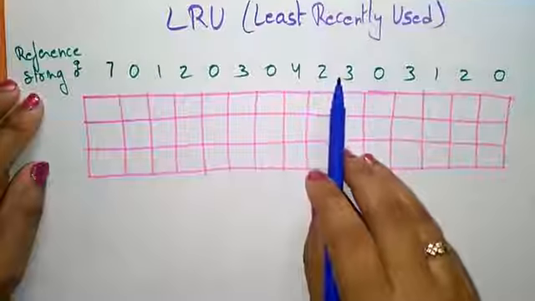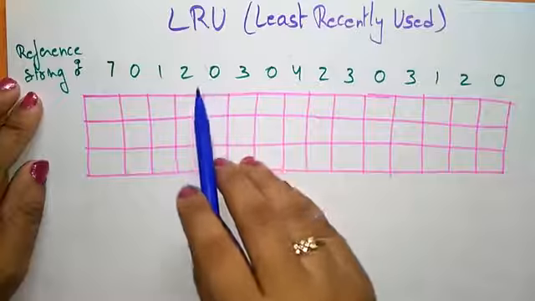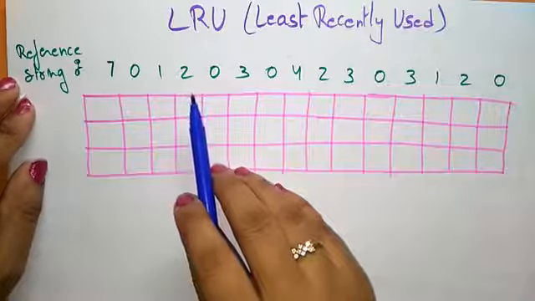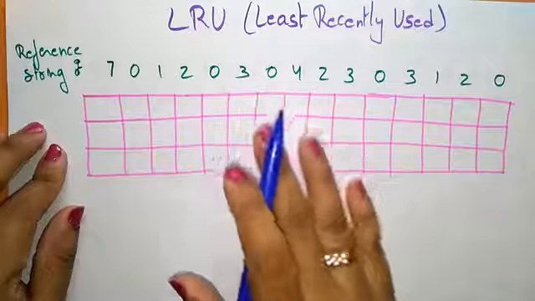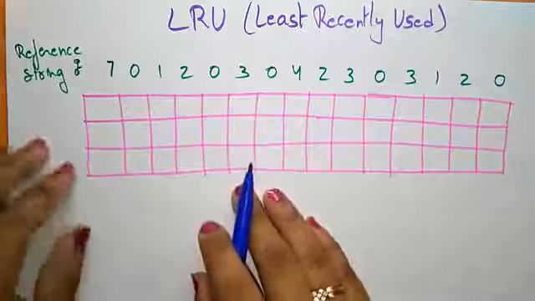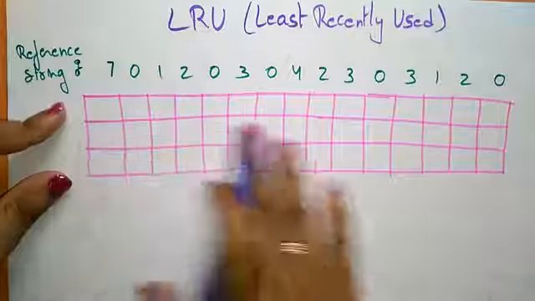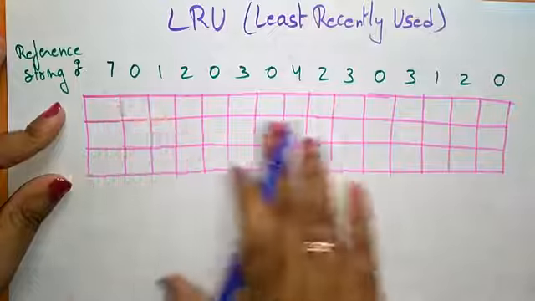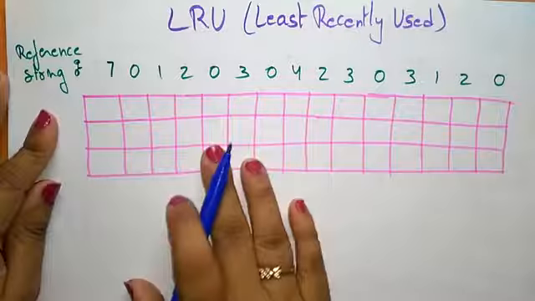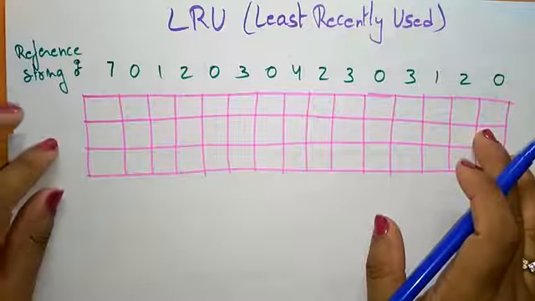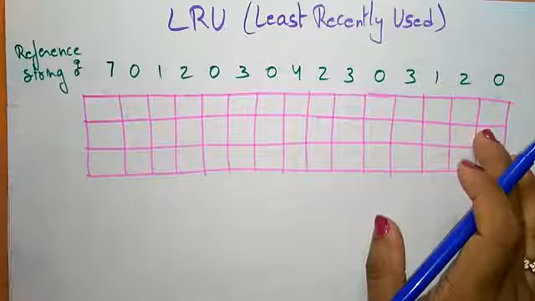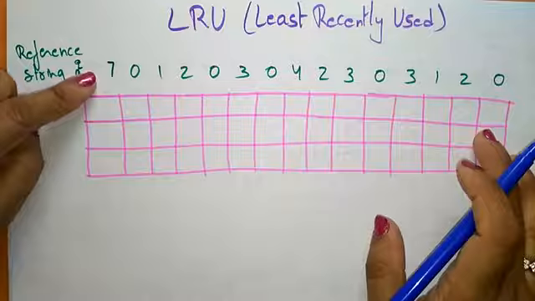This is a reference string, meaning these are the pages that the CPU is demanding. Let's see how this algorithm will work. At the starting, the main memory, that is the RAM, has free frames. Everything is free. Now the CPU, that is the user, is demanding the reference pages.